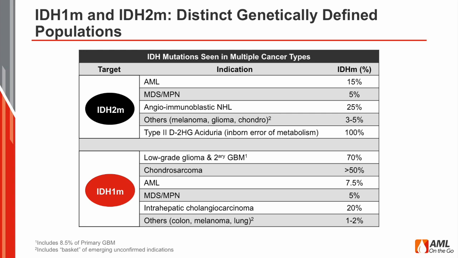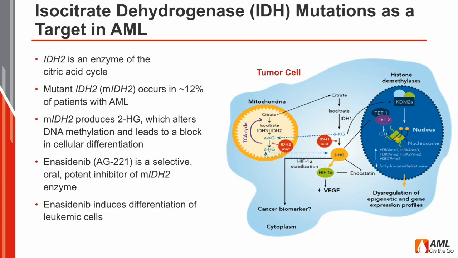Among IDH2 mutations, the most common mutation in myeloid malignancies is the R140 mutation, and the most common mutation in lymphoid malignancies is the R172 mutation. IDH2 mutations occur in approximately 15% of patients with AML and in approximately 7.5% of patients with AML who have IDH1 mutations. As mentioned before, isocitrate dehydrogenase is a critical enzyme in the citric acid cycle.